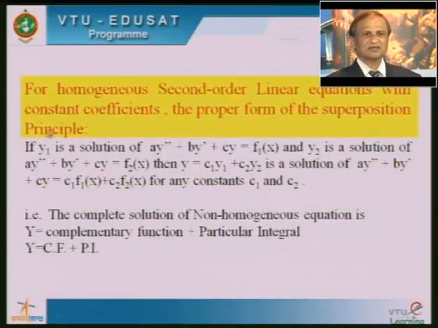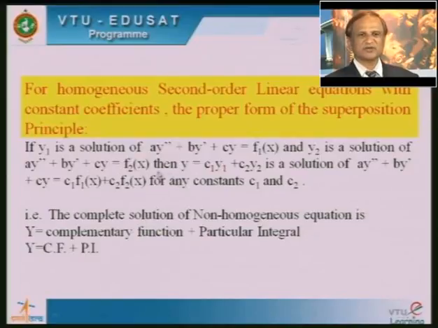Is it clear? So for a homogeneous second order linear equation with constant coefficients, there is the proper form of the superposition principle. How have we used the superposition principle in the case of the homogeneous equation? In exactly the similar way here, y1 is a solution of an equation like this: a y double prime plus b y single prime plus c y is equal to f1(x), a forcing function f1(x), right? And y2 is a solution of another equation, a y double prime plus b y single prime plus c y is equal to f2(x).